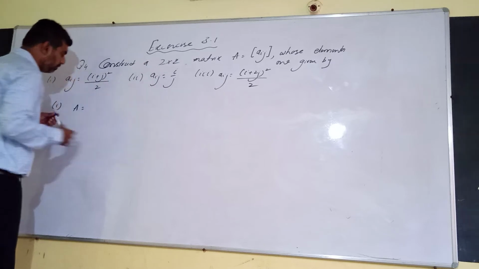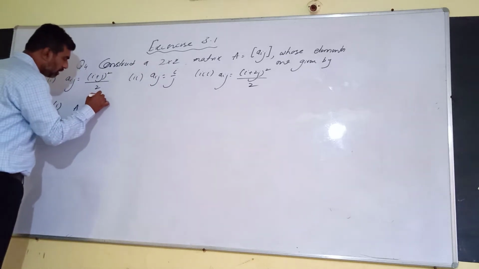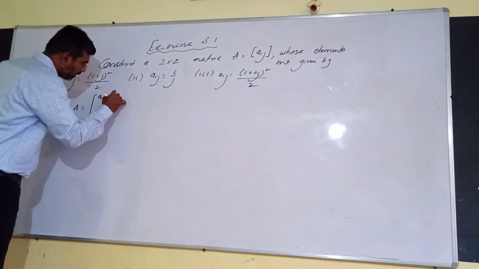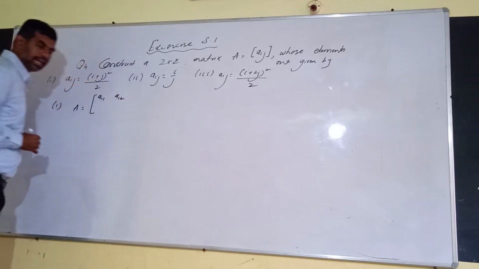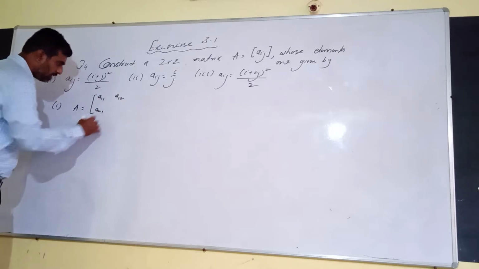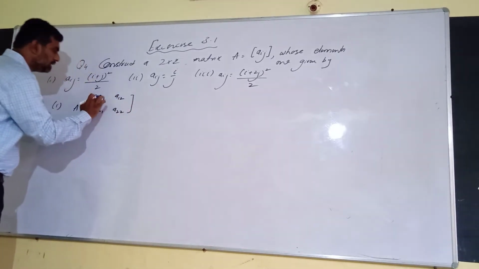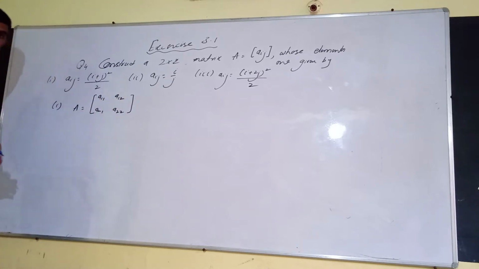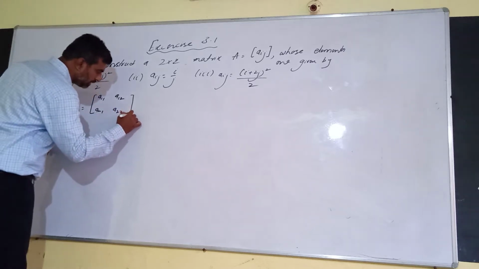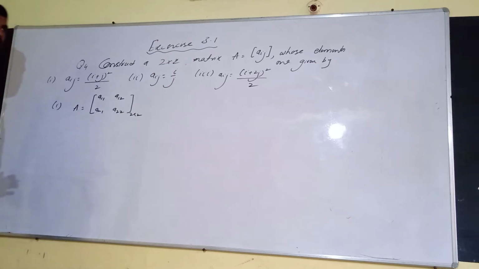We needed 2 cross 2, so I have used the square bracket denotation. First row, first column. First row, second column. Now, second row, first column. Second row, second column. These are the elements. Now these 4 elements, is it 2 cross 2 or not, students? Here it is 2 cross 2, 2 rows, 2 columns.